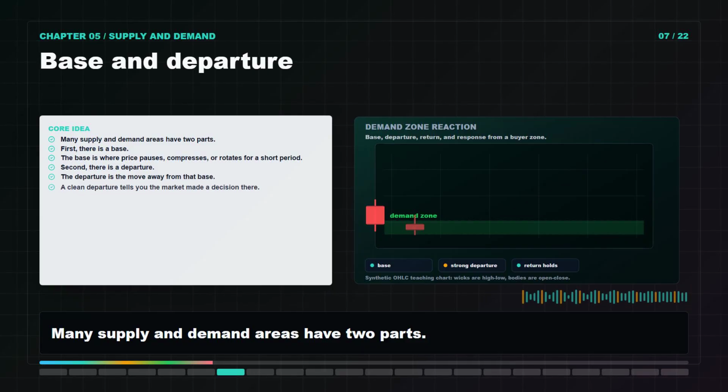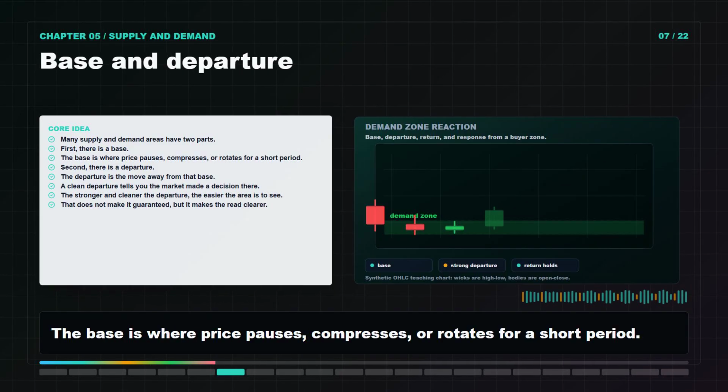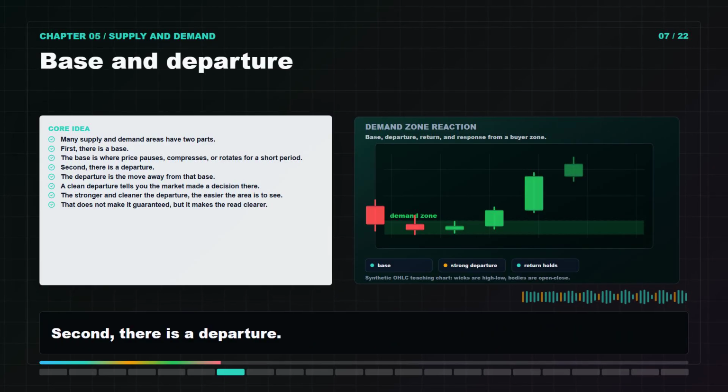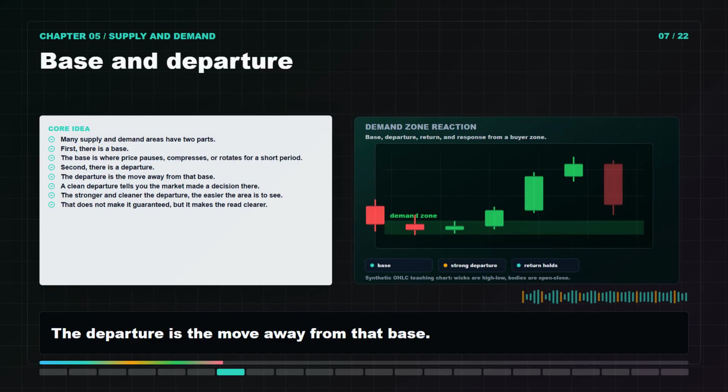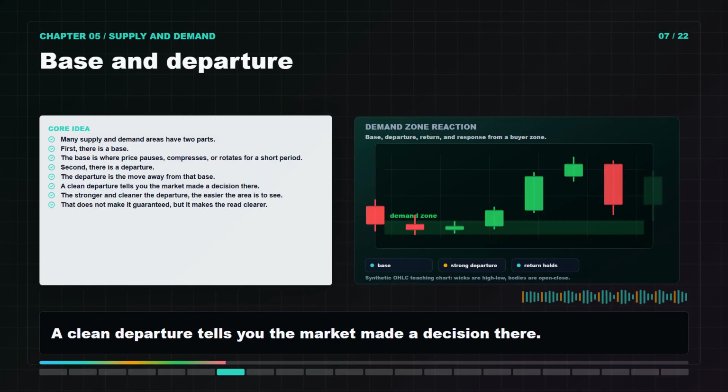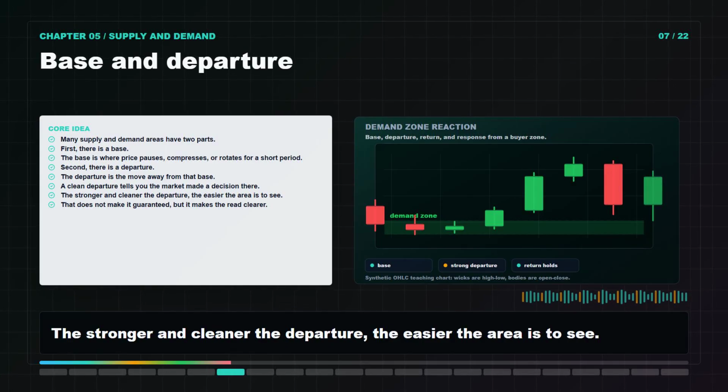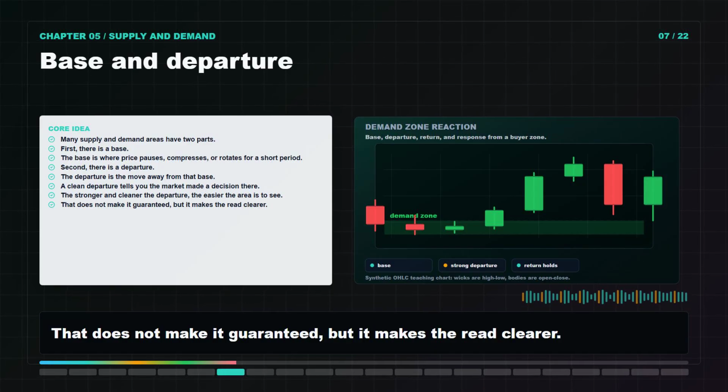Many supply and demand areas have two parts. First, there's a base. The base is where price pauses, compresses, or rotates for a short period. Second, there's a departure. The departure is the move away from that base. A clean departure tells you the market made a decision there. The stronger and cleaner the departure, the easier the area is to see. That does not make it guaranteed, but it makes the read clearer.